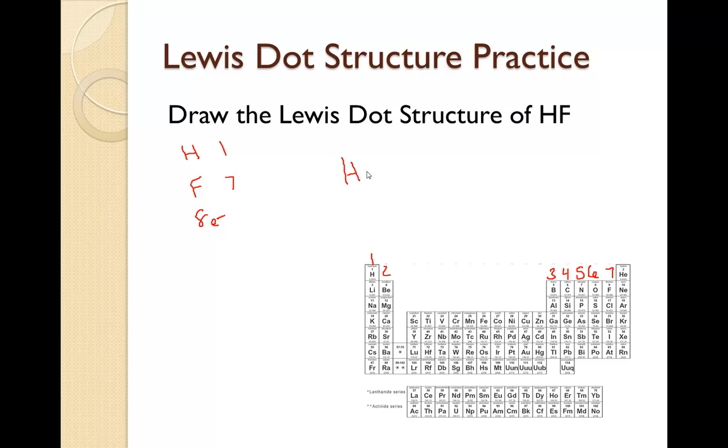So here's 2 electrons for the bond. We have 6 electrons left over. Hydrogen can only have 2, so that means the rest of them have to be in fluorine. Spread them out first, and then go back and pair them up. Now we have 2 for the bond, 4, 6, 8. These are bonding pairs. These are lone pairs.